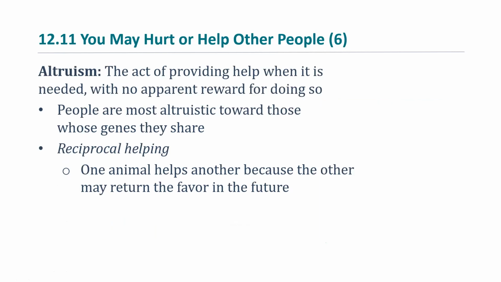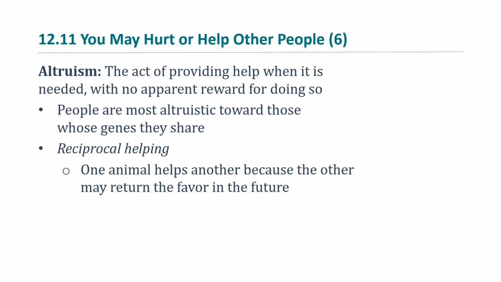Altruism refers to the act of providing help when it's needed with no apparent reward for doing so. People are most altruistic towards those whose genes they share. This is one of our basic needs as an animal: to pass on our genes. This is true of any organism, any animal or humans.